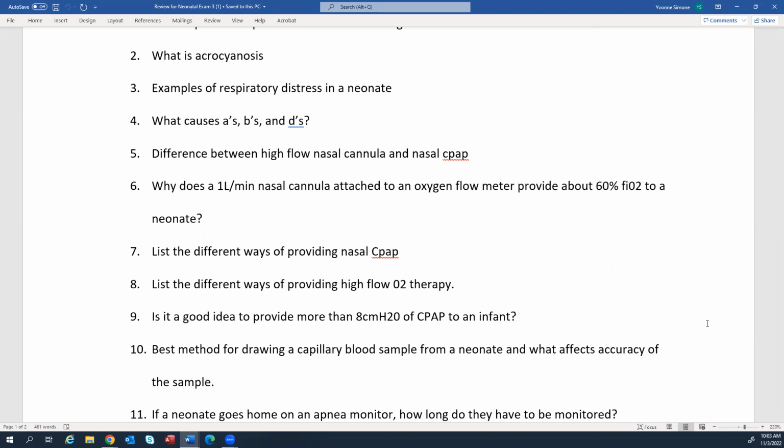You need to list the different ways of providing high flow oxygen therapy. So we use the OptiFlow nasal cannula in the lab. We also used Vapotherm.